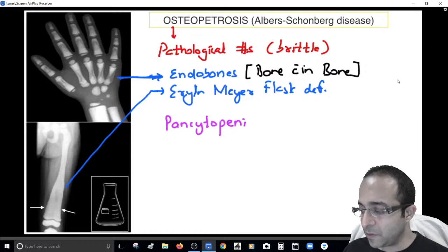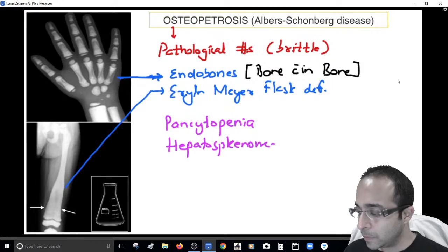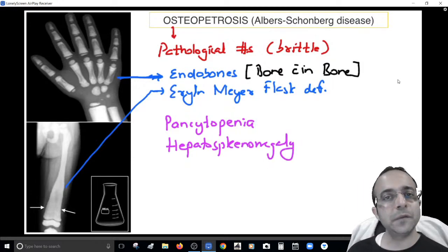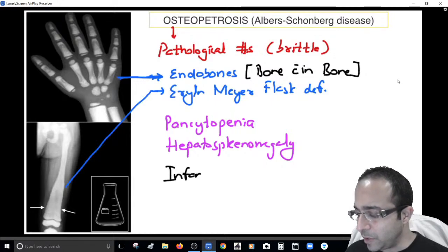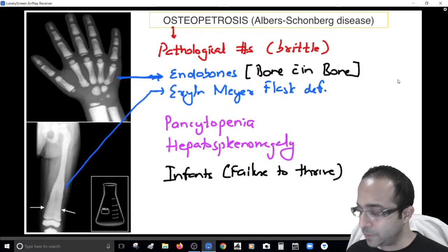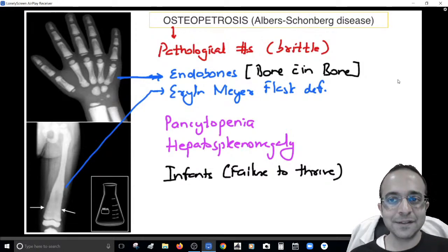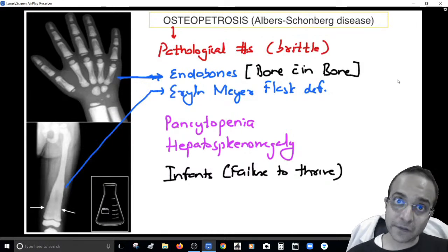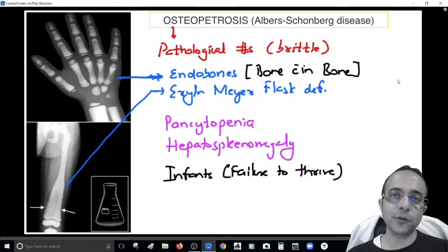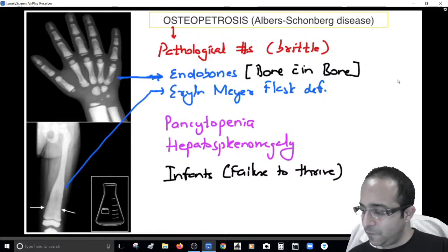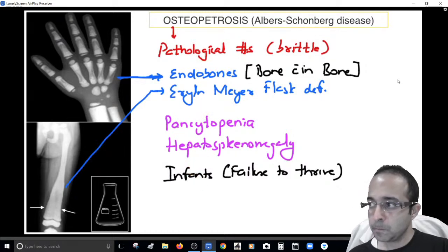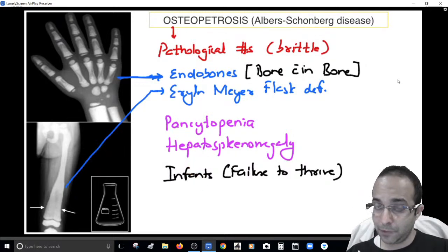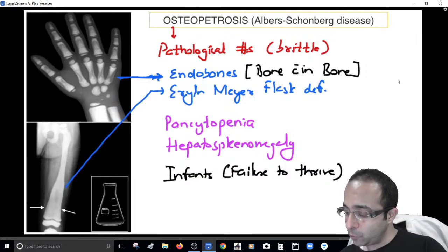And then the problem here is pancytopenia, hepatosplenomegaly, and not uncommon for these people even to end up with the pediatrician, because at times they tend to be infants who have this problem, failure to thrive. So this is a condition that runs through so many branches: orthopedics, radiology, medicine, hematology, pediatrics, because it has a constellation of symptoms that span across all these branches. And if you want me to connect all these symptoms with a single word, I'll even do that for you.